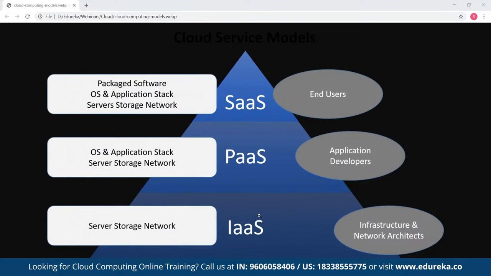I'll talk about examples of infrastructure as a service, but let's get a broad understanding first. On top of that, you have platform as a service. So you get the operating system and application stack, in addition to what you already had as part of infrastructure as a service.